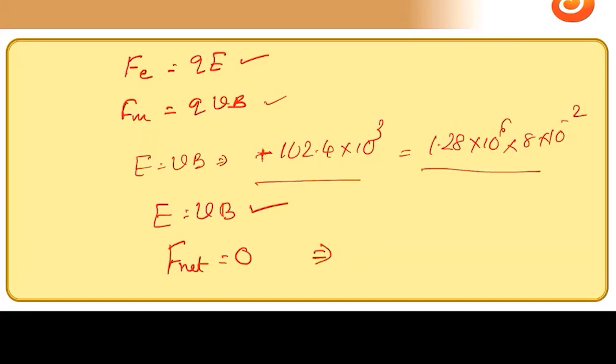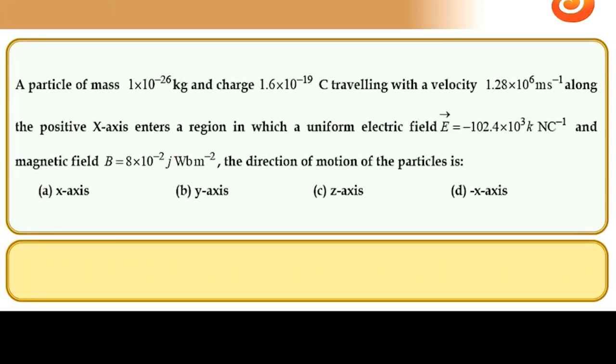If the net force is zero, the charged particle moves along the original direction. Because there is no acceleration, there is no reason for it to change its path nor change its speed. So the charged particle was moving along x-axis and it continues to move along x-axis. A is our correct choice.